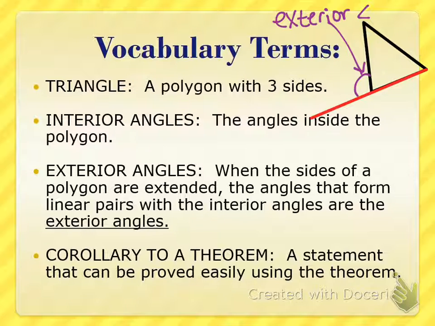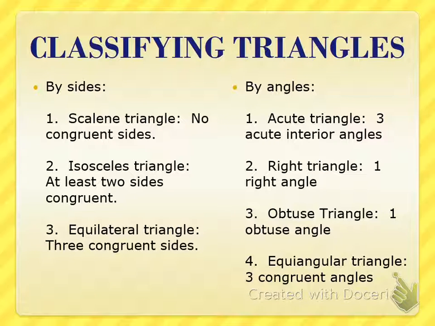A corollary to a theorem is a statement that can be proved easily using the theorem. We can classify triangles 2 ways. The first way is by sides. We have 3 possible situations.